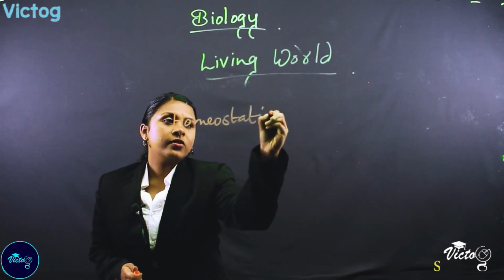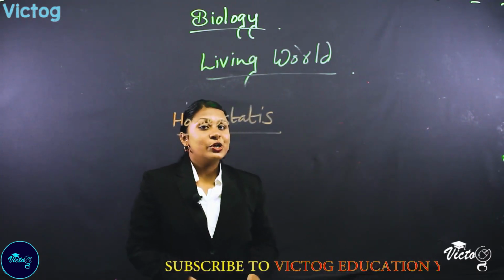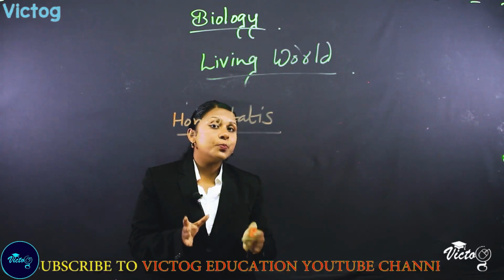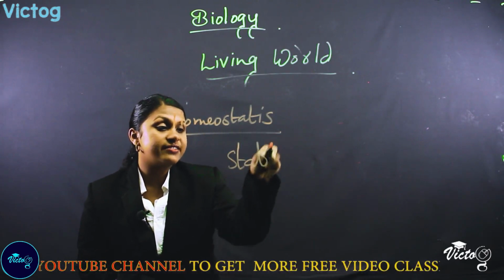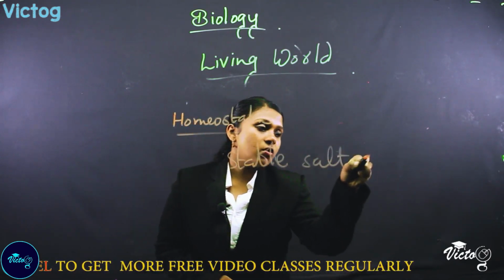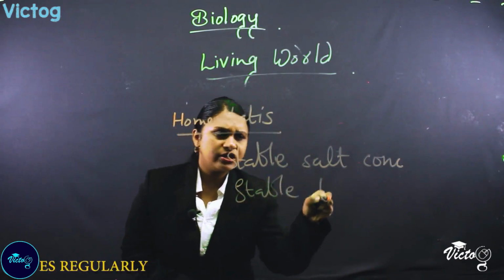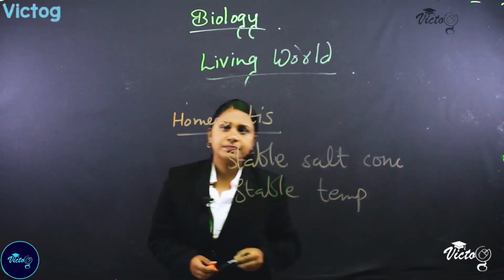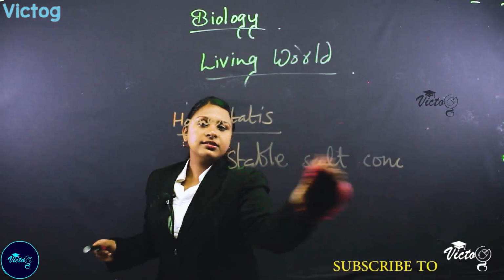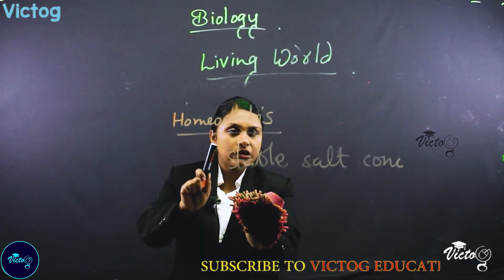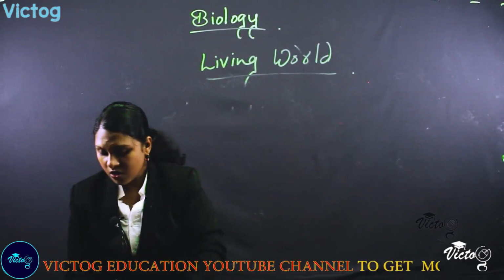Homeostasis. What is this condition? Homeostasis is a condition in which the organism tries to maintain its stability: stable salt concentration, stable temperature, etc. So these are referred to in homeostasis. Next phenomenon. This is also a distinguishing character of living beings. Next, consciousness.